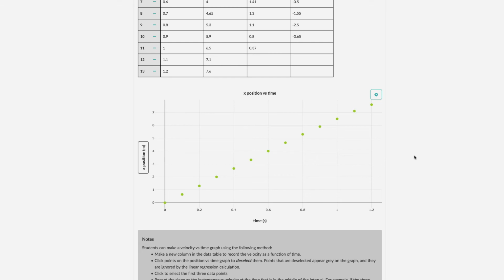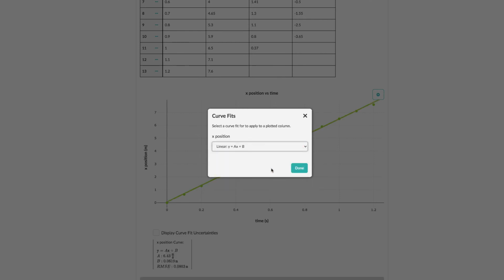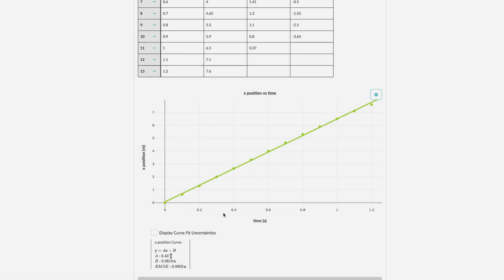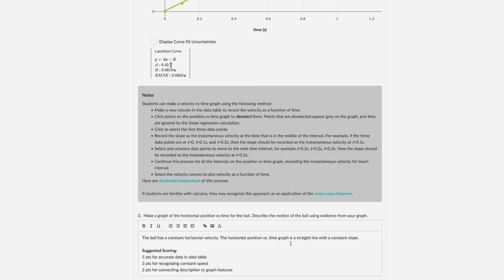Notice that that looks like a line, so I'm going to fit a line to it. And it has a very small RMSE, 0.0, that's good. So that means it's a good fit. And it has a constant slope. So remember, slope on a position graph is velocity. So if it has a constant slope, it has a constant velocity of 6.43 meters per second. And that's what projectiles should have. A constant velocity. Should not be accelerating in the x direction.